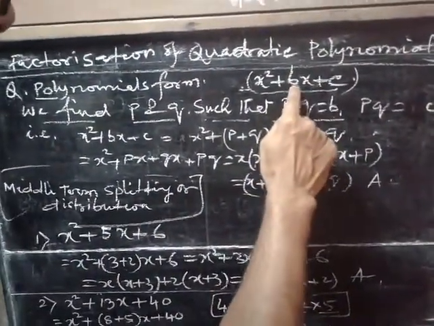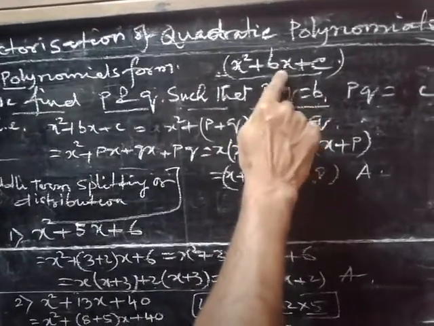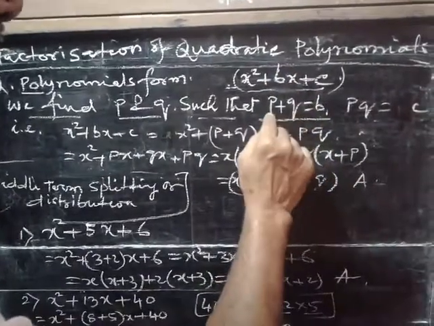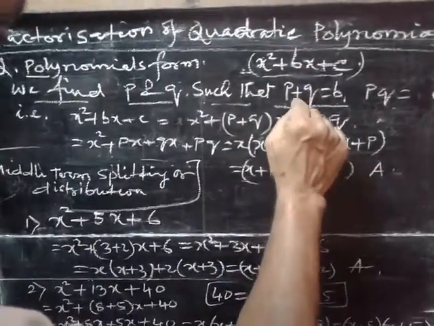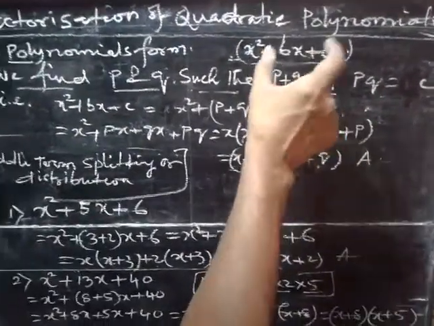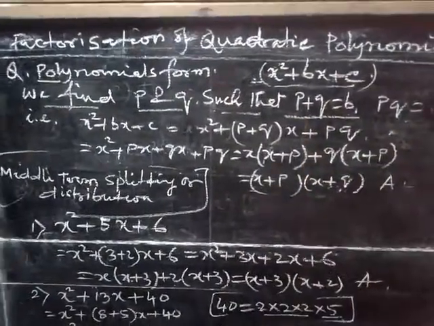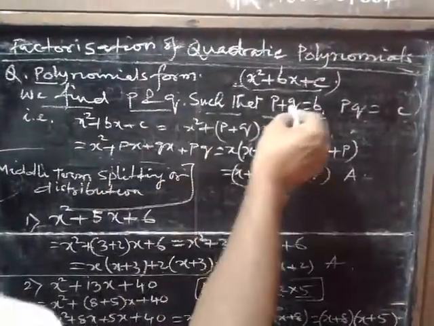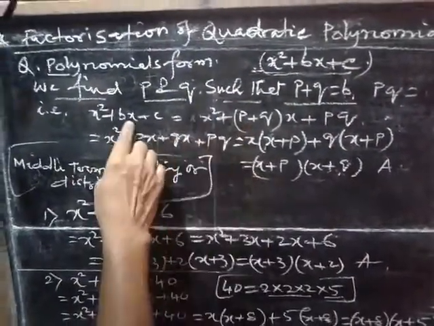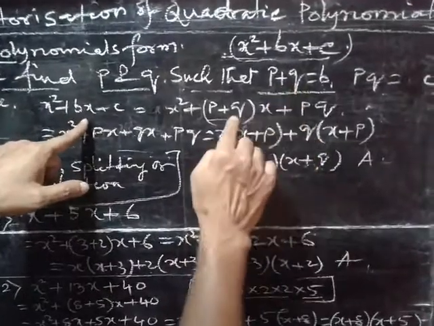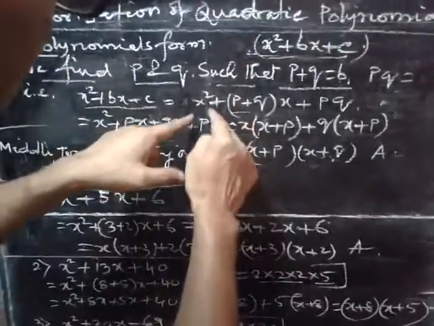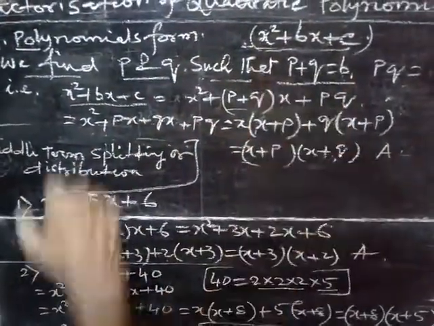We are splitting this middle term, bx, which is the middle term of this expression. This b is getting split into two parts, p and q, p plus q. So this is called the middle term splitting method, or middle term distribution method, you can say. See, I am putting this quadratic polynomial in this form, that is, instead of b, I am putting p plus q, and c as pq.